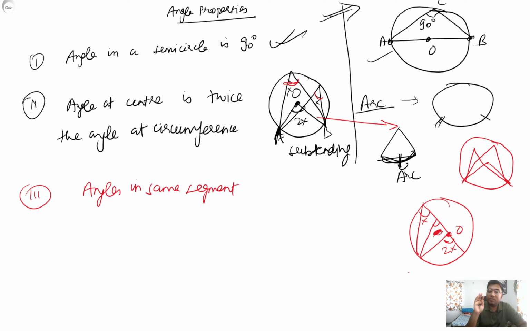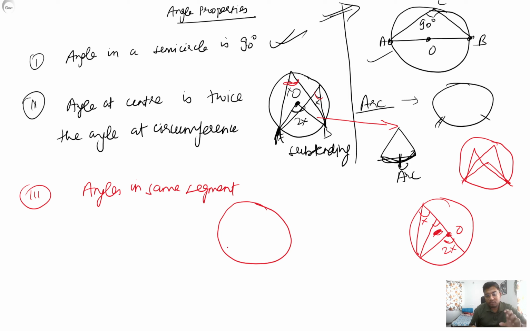The whole point is the angles have to be made once at the circumference, once at the center, and the arc has to pretty much stay uniform. It has to be the same arc, otherwise your theorem will not come into force. Let's talk about the next theorem, angles in the same segment. Okay, so what does angles in the same segment offer?